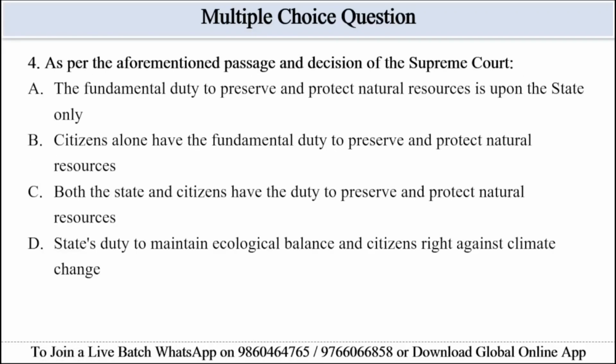As per the aforementioned passage and decision of the Supreme Court, option A, the fundamental duty to preserve and protect natural resources is upon the state only. Option B, citizens alone have the fundamental duty to preserve and protect natural resources. Option C, both the state and citizens have the duty to preserve and protect natural resources. And the last option, state's duty to maintain ecological balance and citizen's right against climate change. So as per the passage, both the state and residents have a fundamental duty to preserve and protect the natural resources. It means it is the responsibility of both the state and citizens to protect and preserve natural resources. Option C, both state and citizen, will be the correct answer.